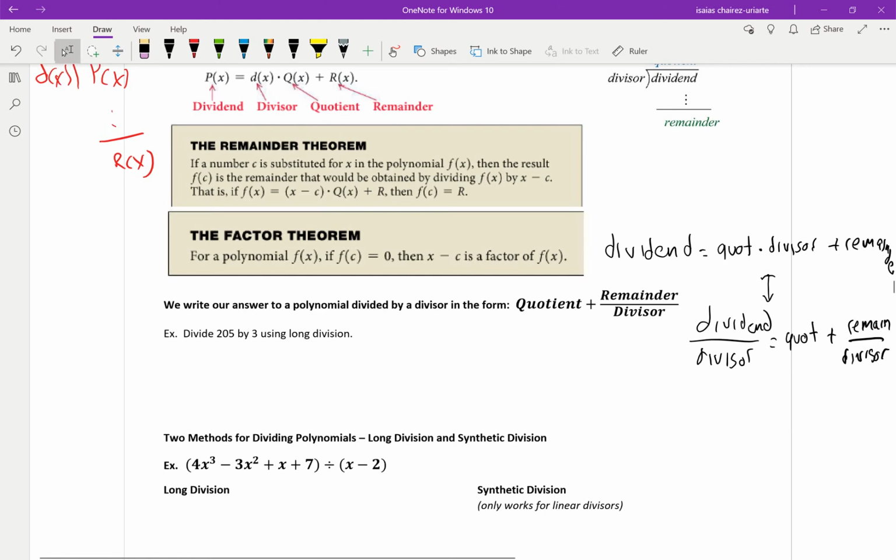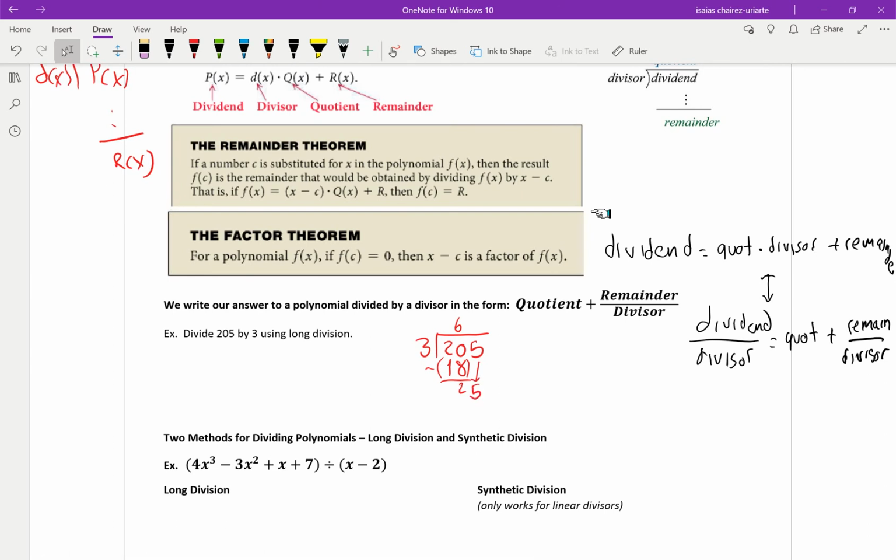Our first exercise: we're dividing 205 by 3. In a sense, what we're doing here is polynomial division. These are two polynomials, 205 and 3. They're polynomials of degree 0. So let me do this division. We're gonna set it up like this. Now I gotta think, how many times does 3 fit into 20? That's 6 times. 6 times 3 is 18. And I have a remainder of 2, because you gotta do minus here. 20 minus 18, that's 2. Bring down our 5.